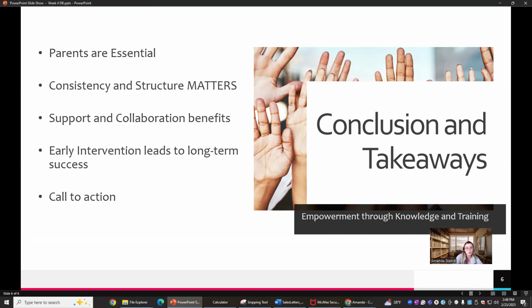In closing, your role as a parent is invaluable in shaping your children's future. And by seeking the right resources and training, you can help them navigate the challenges and help them thrive in life.